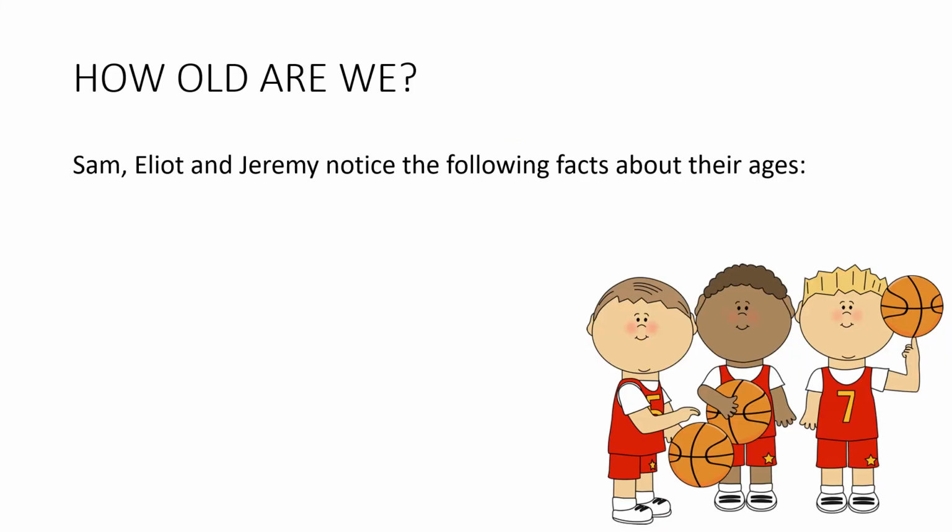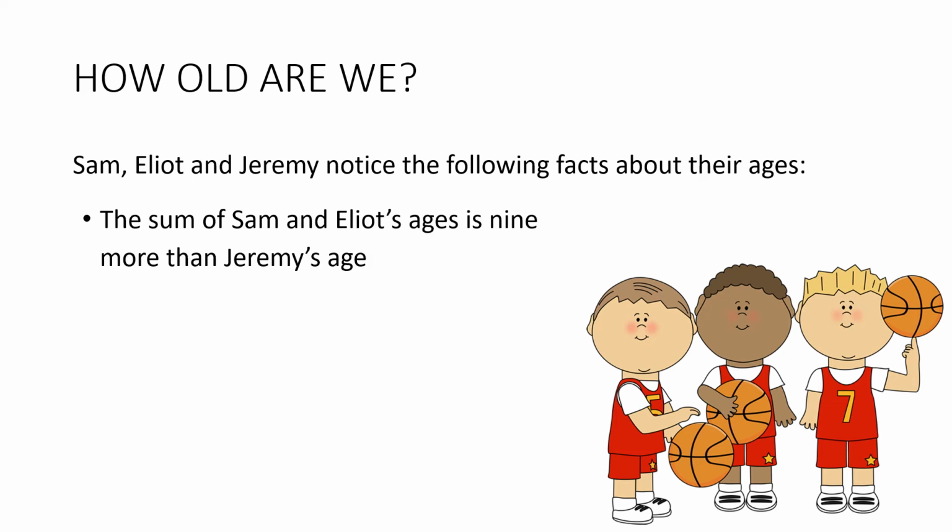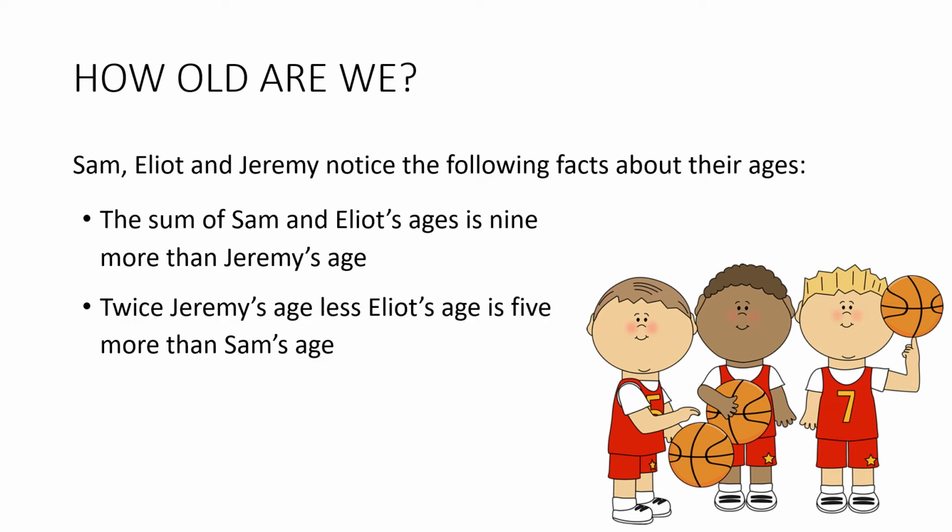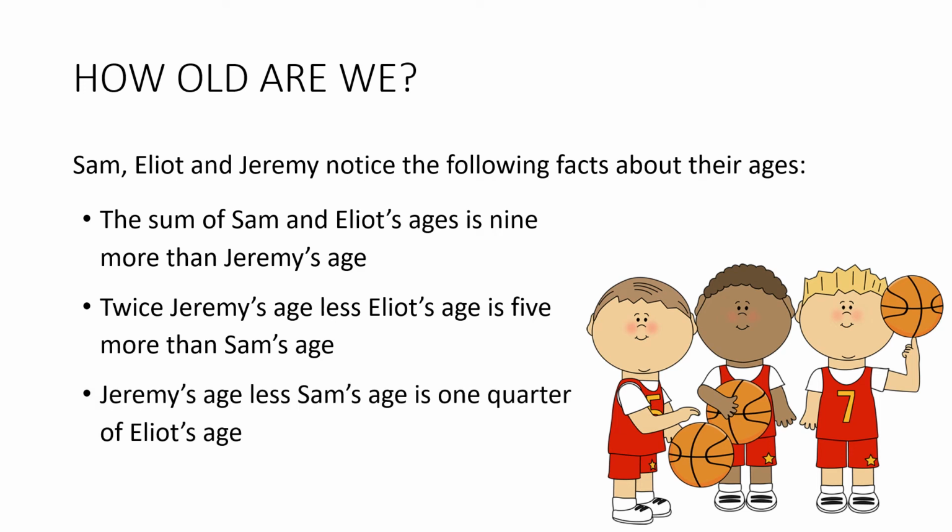Let's start with a puzzle. Now, this particular problem I usually give to either Year 9 or Year 10, and there are lots of ways to do it, including guess and check. But it is a really good example of 3 equations in 3 unknowns. Sam, Elliot, and Jeremy noticed the following facts about their ages. The sum of Sam and Elliot's ages is 9 more than Jeremy's age. Twice Jeremy's age less Elliot's age is 5 more than Sam's age. And Jeremy's age less Sam's age is 1/4 of Elliot's age. How old are the boys?